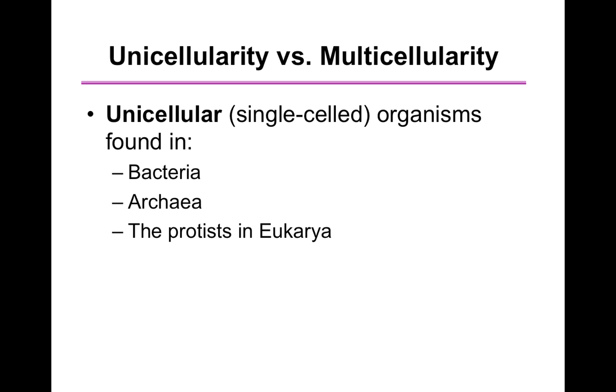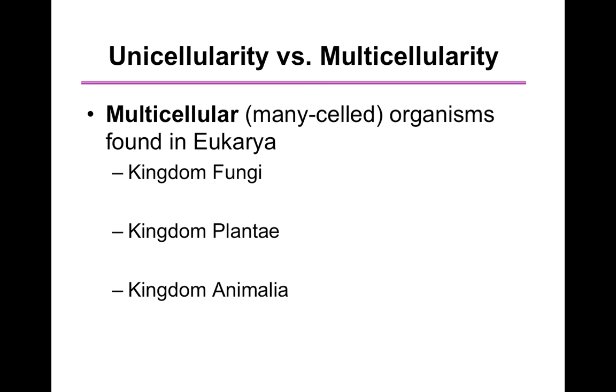Unicellularity versus multicellularity. Unicellularity is a single-celled organism found in bacteria, archaea, and the protists in eukaryotes. Multicellular organisms, with many cells, are found in eukaryotes: kingdom fungi, kingdom plantae, kingdom animalia. These are all the kingdoms of plants, animals, and fungi.